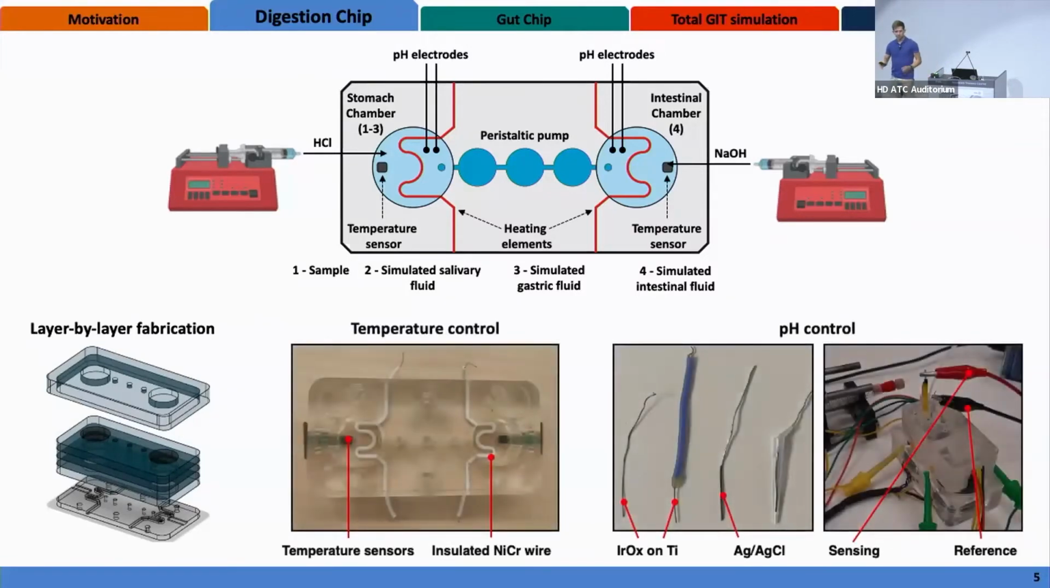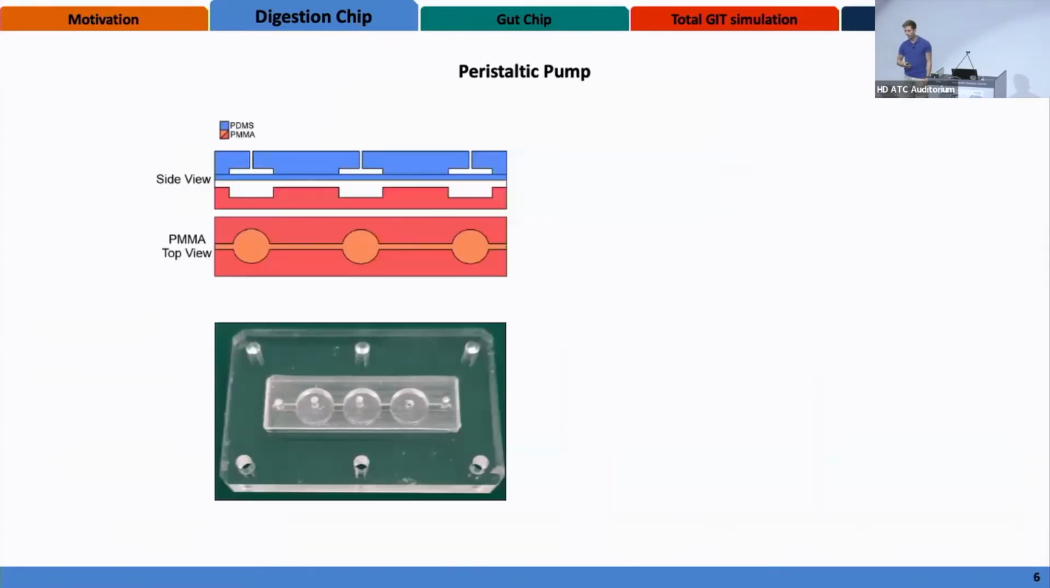And these images are just to show you the different elements that we are using. So temperature sensors are actually commercial. We are using an insulated nichrome wire to provide the heating. And for pH, we've got iridium oxide electrodes on titanium for our sensing electrode and a silver-silver chloride in 3 molar KCl for our reference electrode.